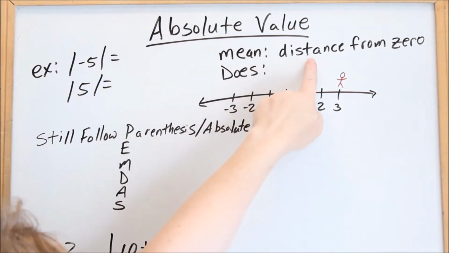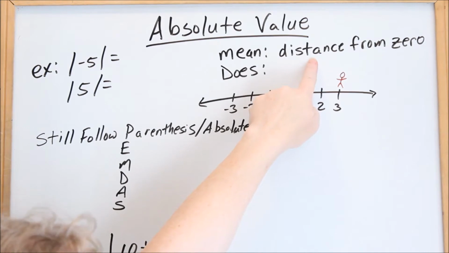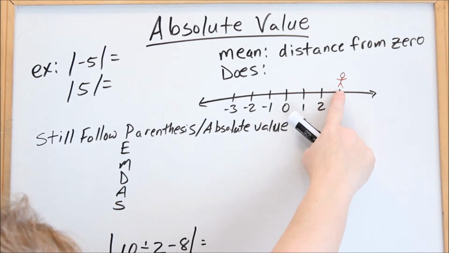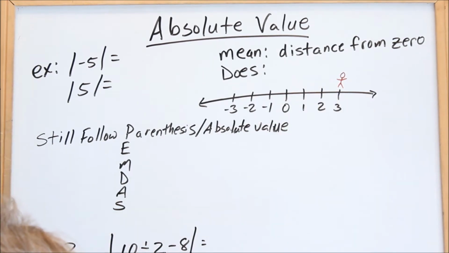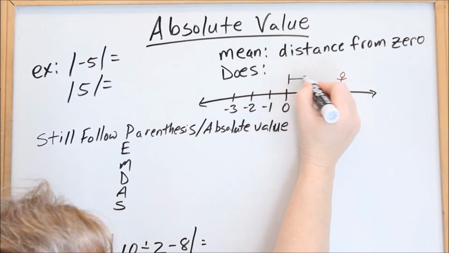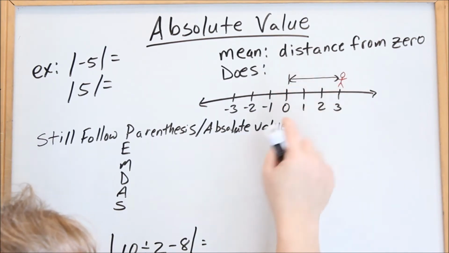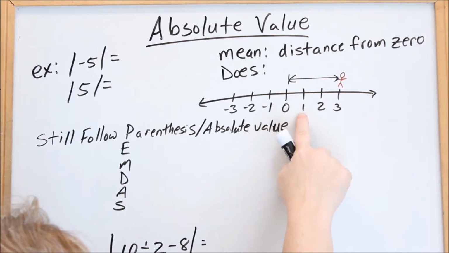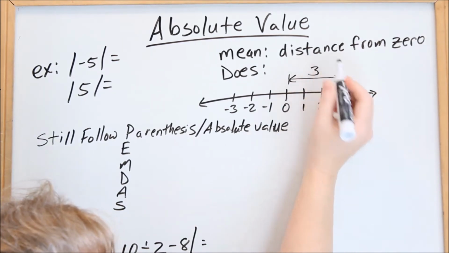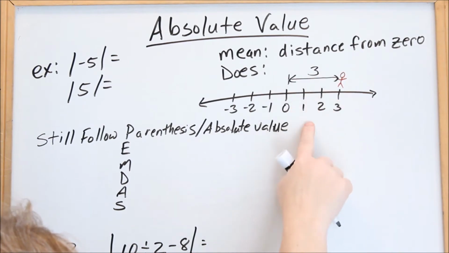Absolute value means distance from zero. And when we're talking about distance, we don't talk about distance in negative numbers. If I'm standing here, then my distance from zero is 3. If we look at this number line, here's 0, here's a positive 1, 2, 3. And if I'm standing right here, then I am 3 units from 0.